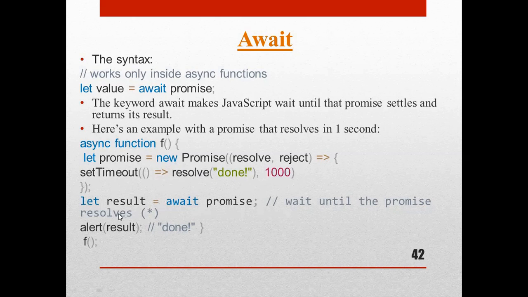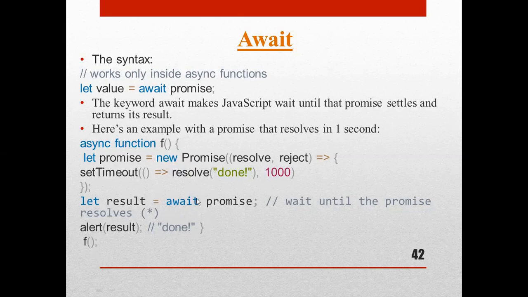It will wait until that promise resolves, and alert that result is done. Alert result, that result is done, and at last call this function f. When we call this after executing, that function f contains one promise with the setTimeout method, that is resolve done, with the timer 1000, that is 1 second, and it will print that.